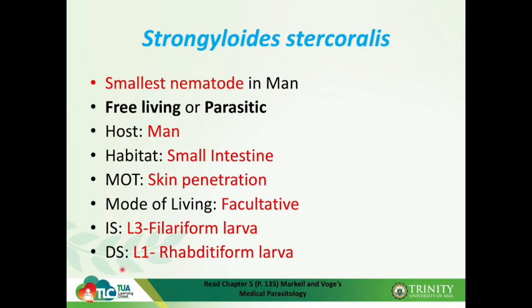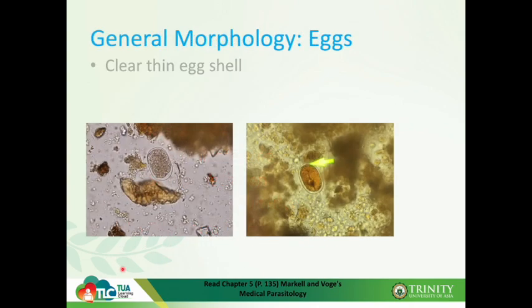However, for the diagnostic stage, it's not the egg that is seen in stool samples. Instead, it's the rhabditiform larva. Again, diagnostic stage is rhabditiform larva. The common name for Strongyloides stercoralis is threadworm, because it's small, like a thread. Still, it shares similar characteristics with hookworms because they are indistinguishable.